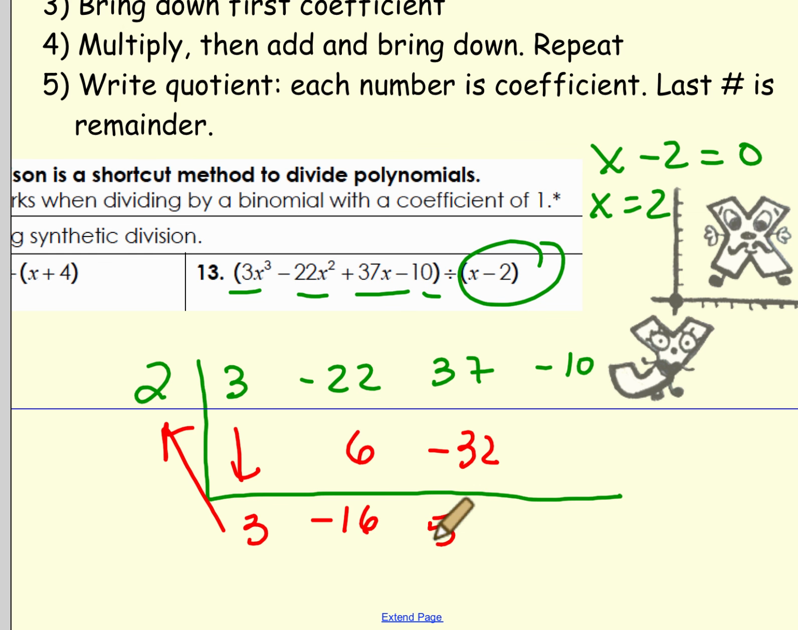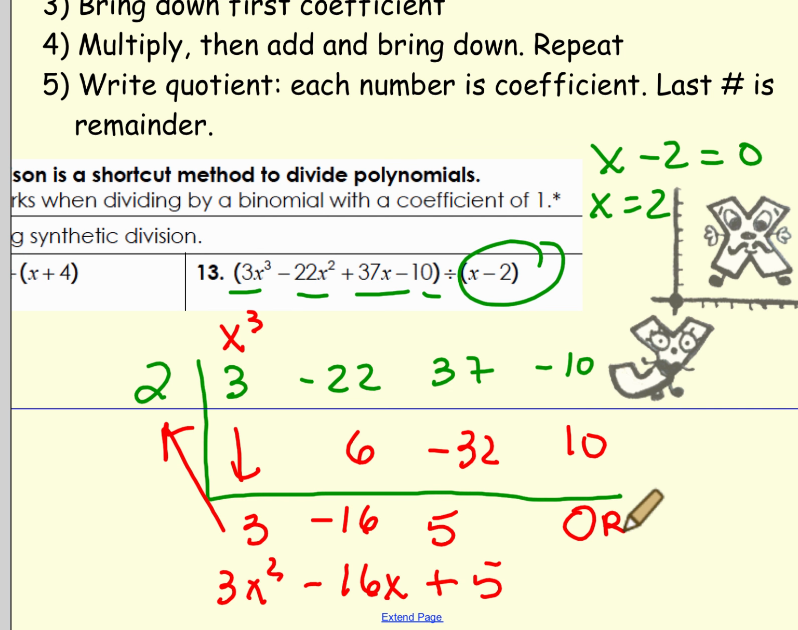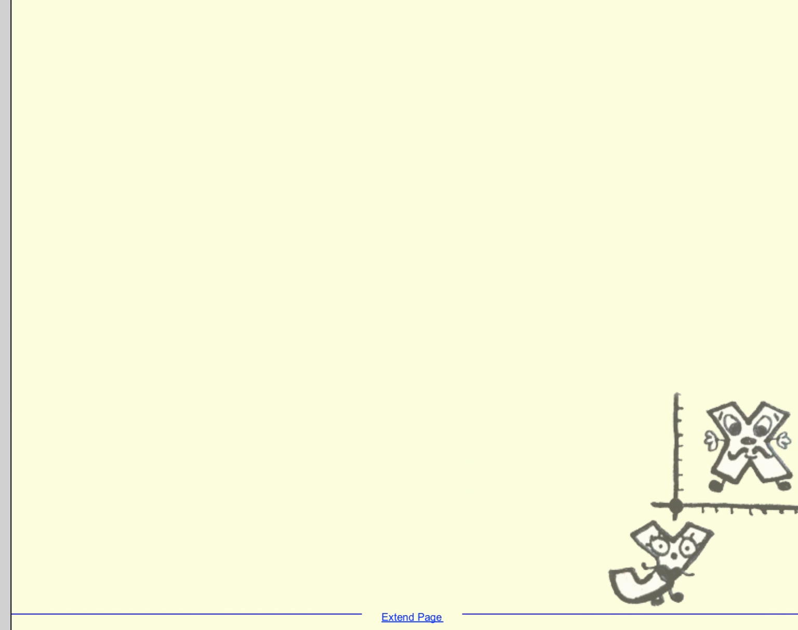We add, we multiply, we add. So remember, if this was x cubed, then this is the coefficient of x squared. Then everything goes down from there, x to the first, x to the 0, remainder. There's no remainder, so this is our quotient. Okay, and that's it.